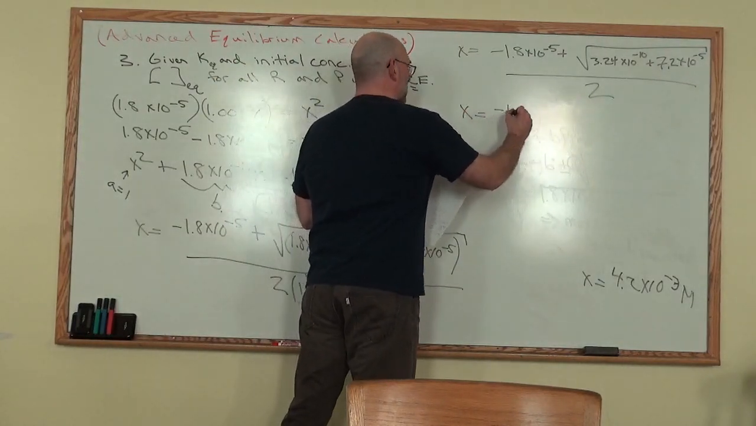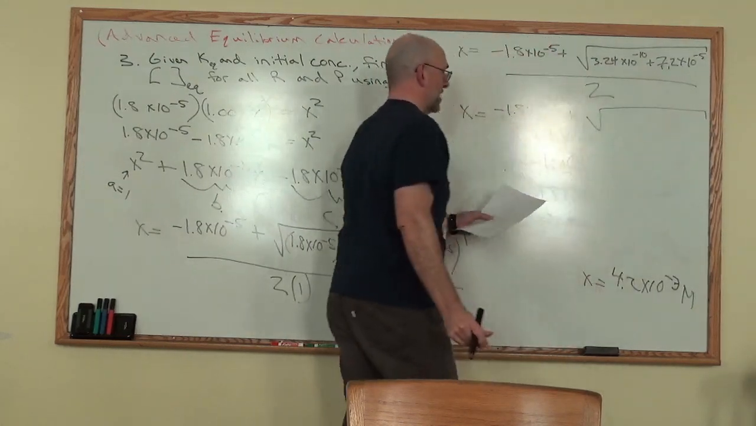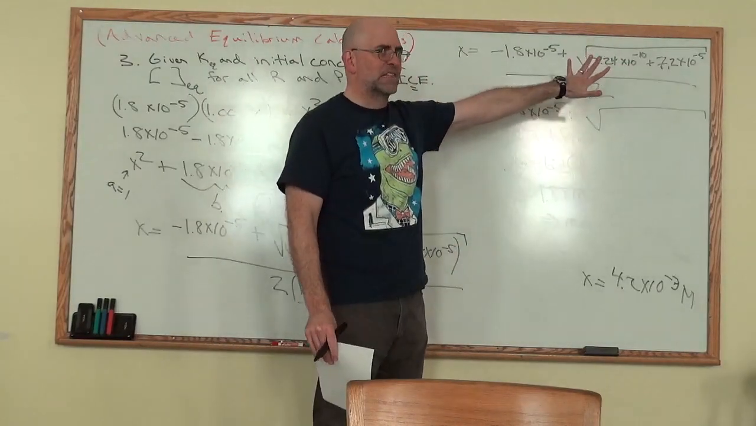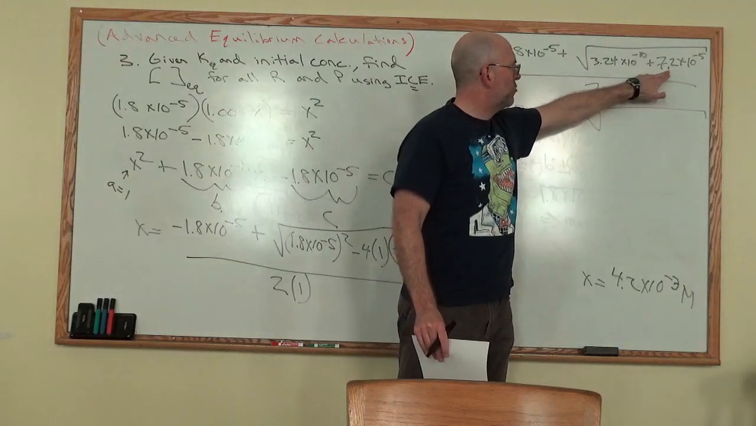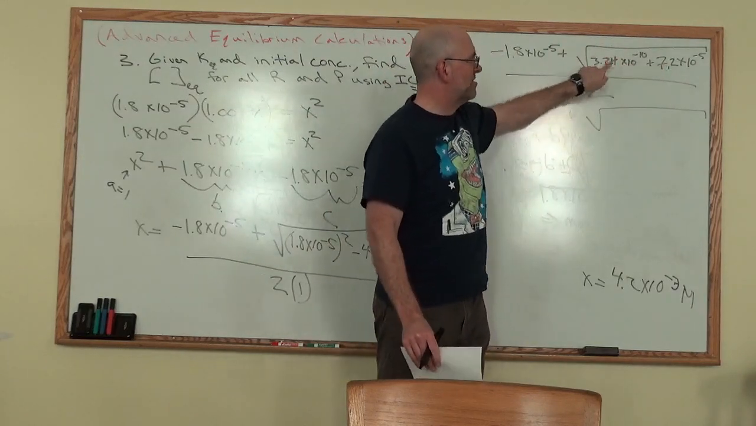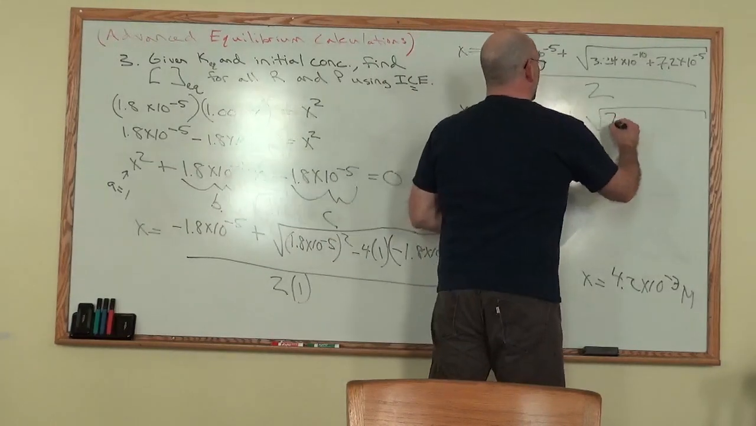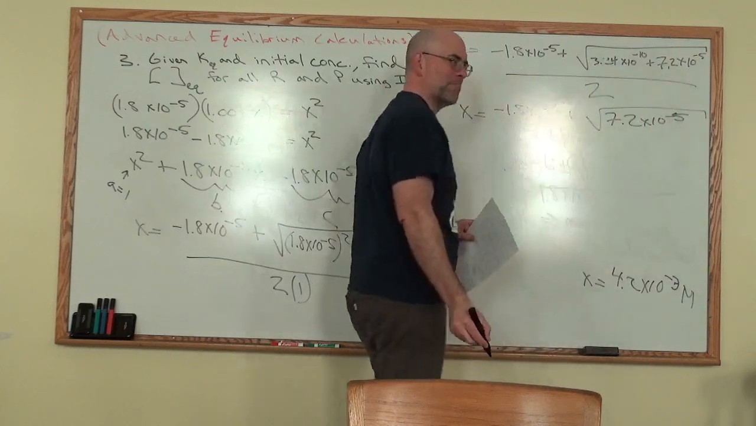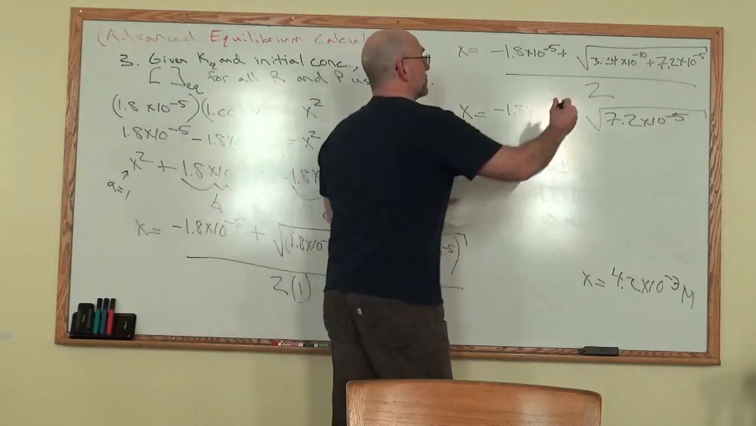X equals negative 1.8 times 10 to the minus 5 plus, interestingly enough, when you add these two numbers, you can probably just see this. This is so much smaller than this, 7.2 times 10 to the minus 5. This is negligible. When you add these two together, this doesn't even matter in this case. So you end up getting 7.2 times 10 to the minus 5, which seems weird. That number doesn't even matter. Well, mathematically it doesn't, because it's so small. I just made a mess.